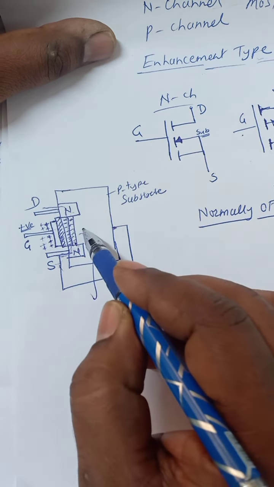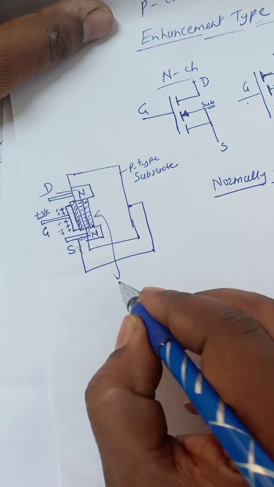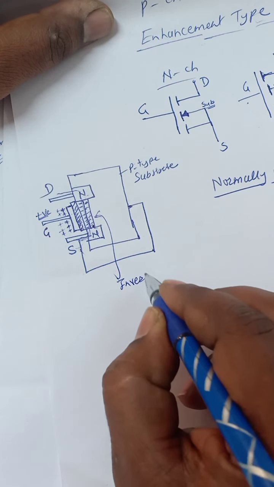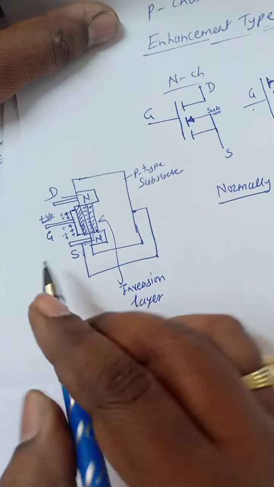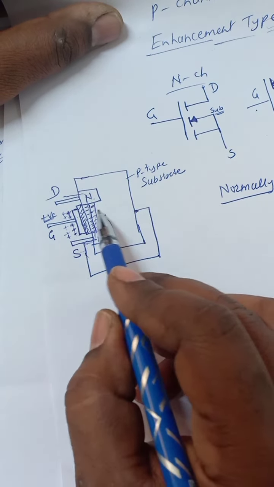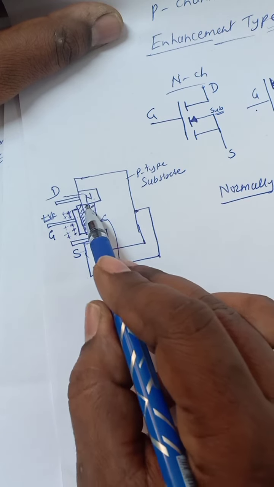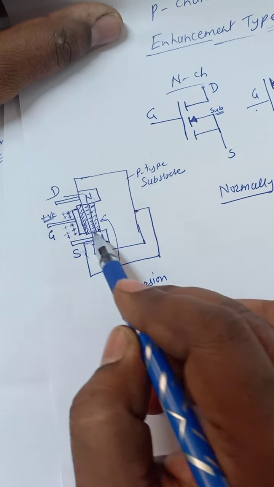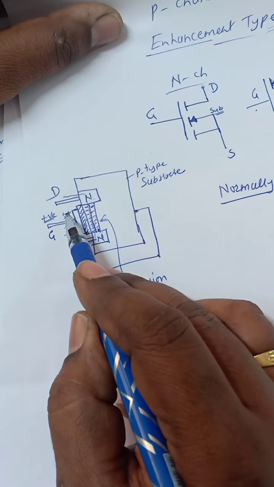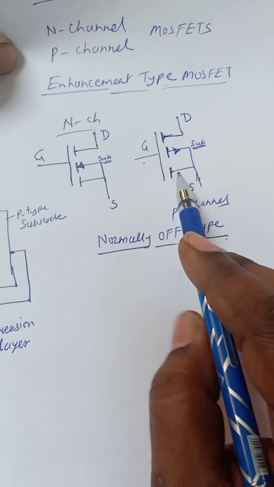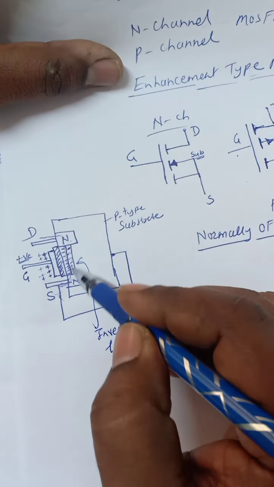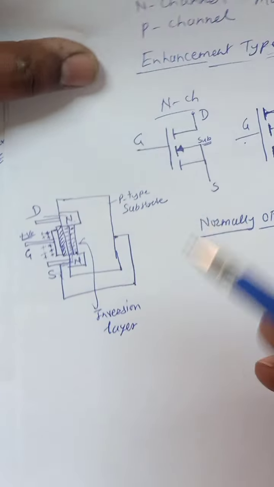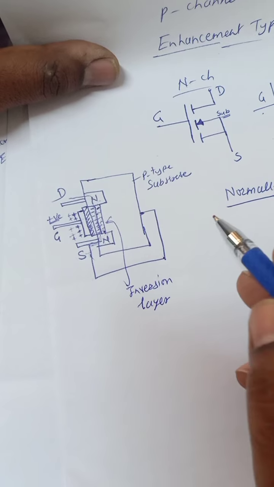So this is known as the inversion layer. Why inversion layer? Because if you apply positive potential, negative electrons are collected between here. If you apply negative for the P channel, positive ions are collected between this. So this is called the inversion layer.